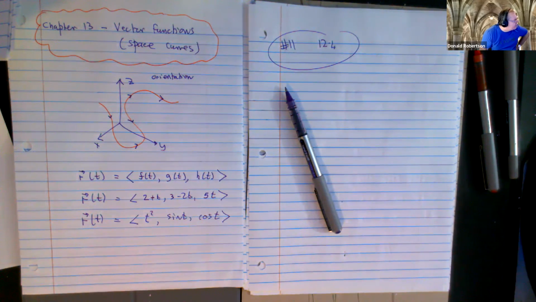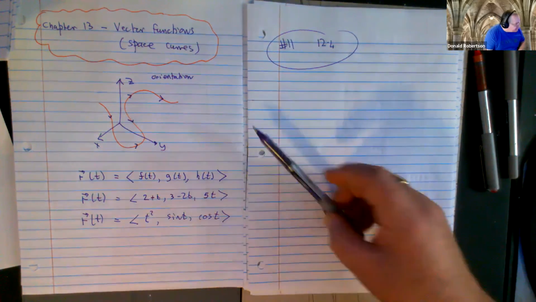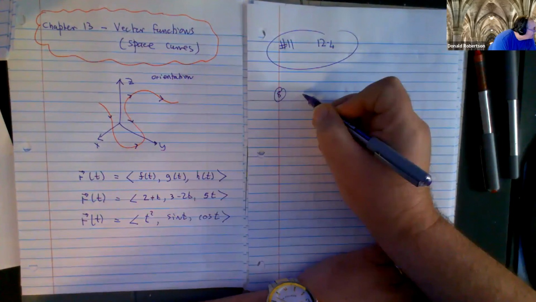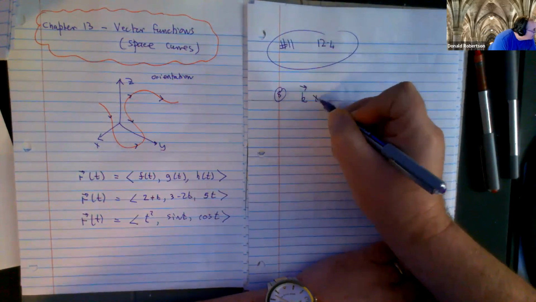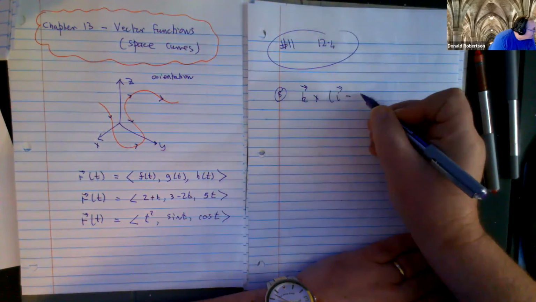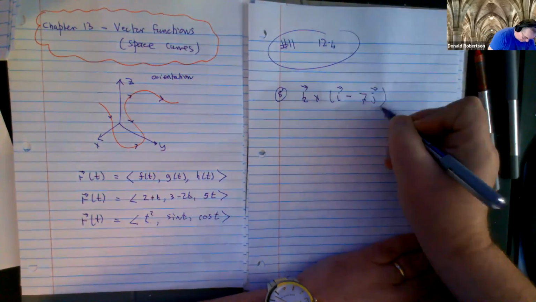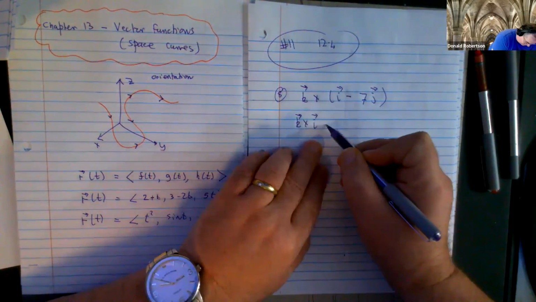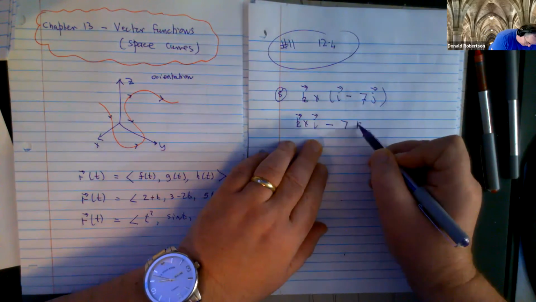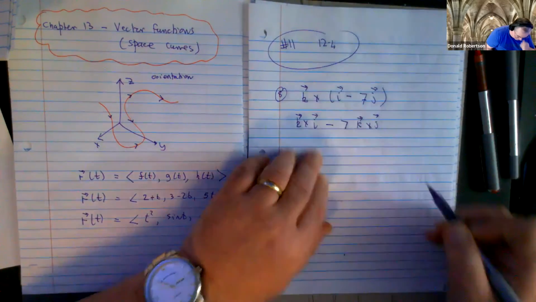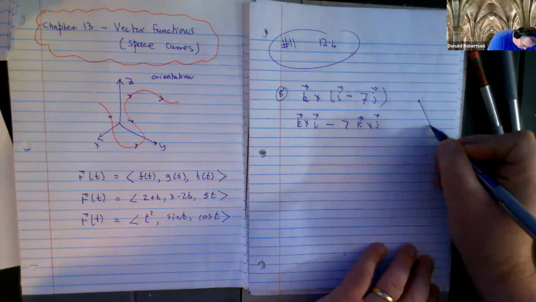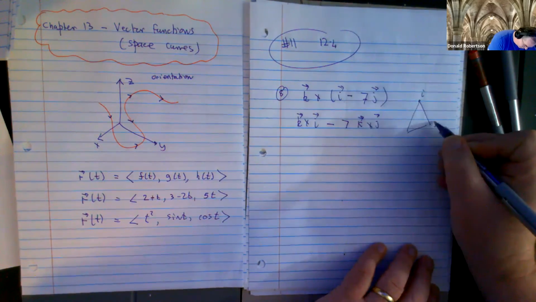In question 8, it says find the vector, not with determinants, using the properties of cross products. Okay, so we're being asked to find k cross (i minus 7j). I'm going to distribute that. That's k cross i, take away 7 k cross j. If you do these little triangle things, it helps me anyway. There's i, there's j, and there's k.